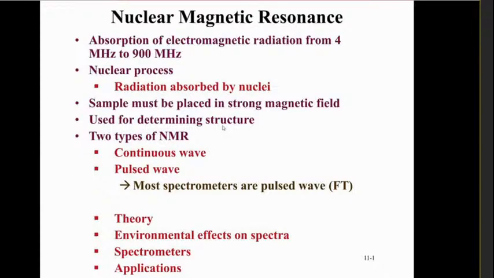It may be the cell, it may be the compound. Every compound has nuclei, right? At the nuclear level, we can understand that. So it helps to understand the atoms of the carbons and hydrogens. Two types of waves are used in NMR, that is the continuous waves and pulse waves.